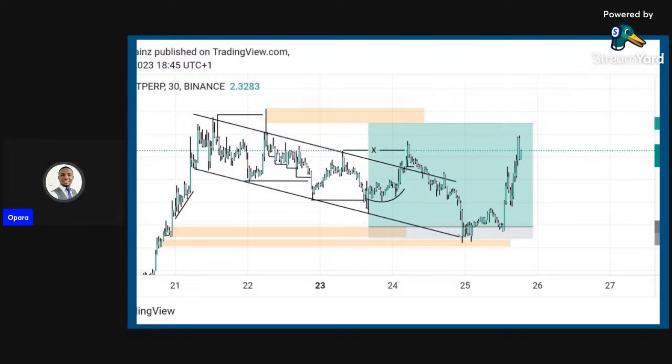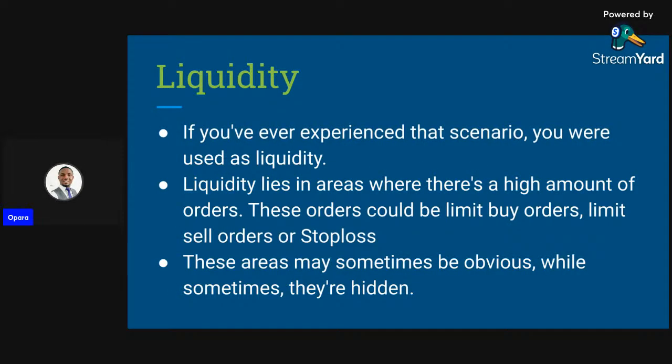So if you don't learn some of these concepts, you being profitable in trading is only going to be an illusion to you. You'll never get to experience it in real life. You're going to know how you can take advantage of this liquidity. If you've ever experienced the scenario I just described, then it means you were used as liquidity. Of course, I told you that liquidity is that particular spot where there's a pile of money.